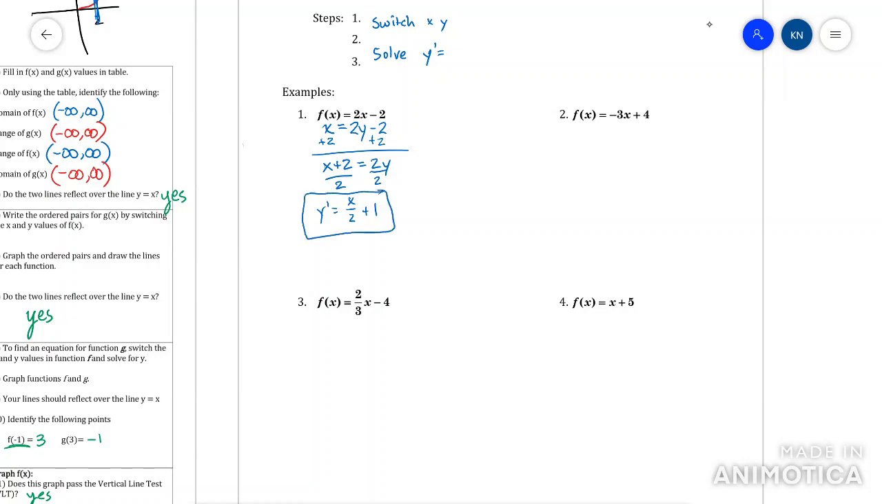Let's look at another one. Switch x and y. So now it's x equals -3y plus 4. Subtract 4. Divide by -3. So it's y prime equals, I have x over -3. You can just leave it like that. And then -4 over -3. A negative over a negative turns positive, so it's plus 4/3.